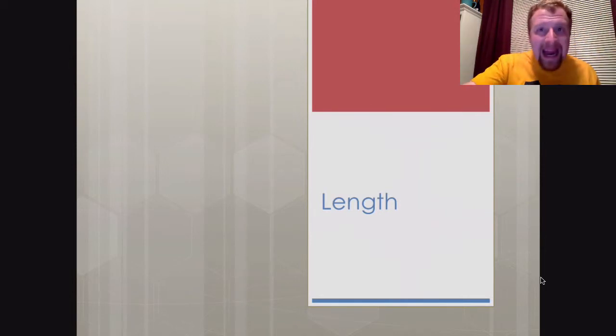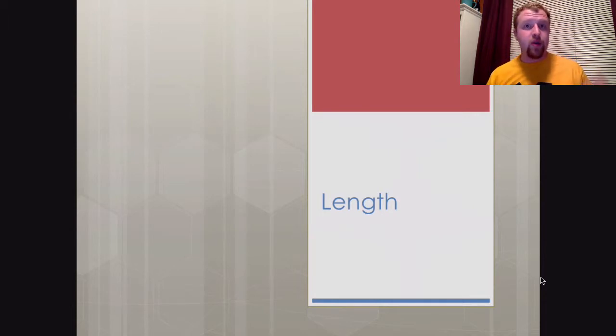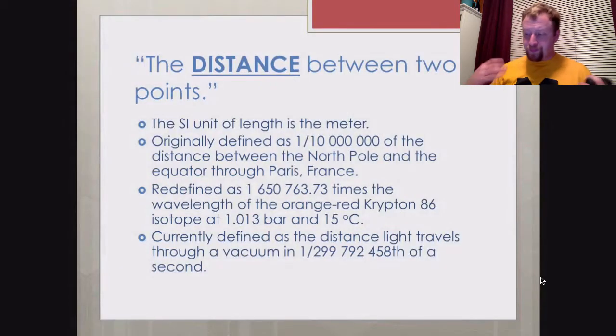Length. All right, so getting out the tape measure here. Length is something that's really important. We use it all the time. I have meter sticks in the classroom, and we use those to measure things. You have rulers that you use to measure things. Tape measures to measure the length of something. In the metric system, the SI unit is the meter. And remember, it's something physical, something real, something we can measure.